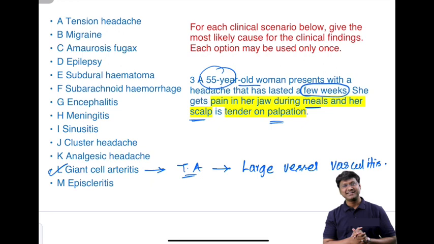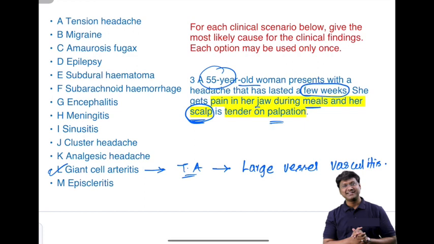And what will be the classical description in case of this temporal arteritis? The individual will complain of unilateral headache, and there will be scalp tenderness. Now, why do you think that there is scalp tenderness? This particular scalp tenderness is mainly because of inflammation of the temporal artery, which is present over the temporal area. That is the reason why the patient gives you the examination finding of scalp tenderness.